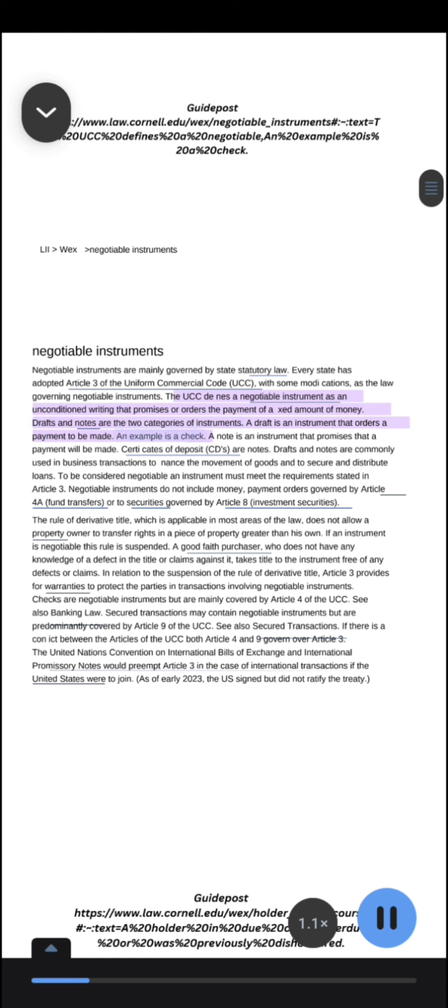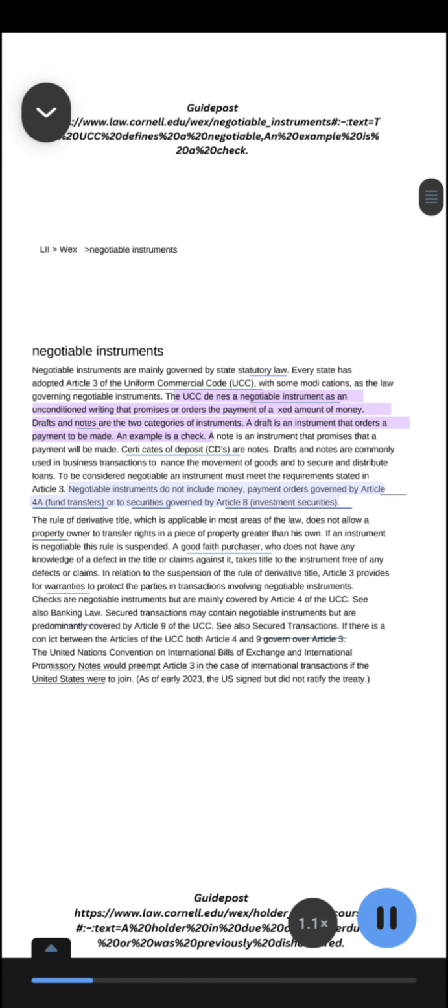A draft is an instrument that orders a payment to be made. An example is a check. A note is an instrument that promises that a payment will be made. Certificates of deposit (CDs) are notes. Drafts and notes are commonly used in business transactions to finance the movement of goods and to secure and distribute loans. To be considered negotiable, an instrument must meet the requirements stated in Article 3.